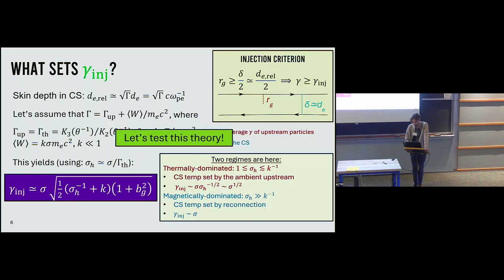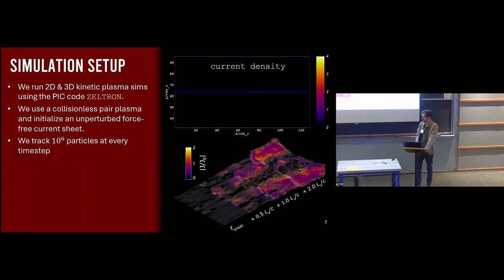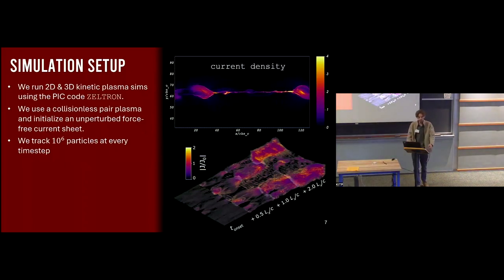So let's test this. We now have a model, and we can straightforwardly test it. To investigate this, we run 2D and 3D kinetic PIC simulations using the Zeltron code. This is a collisionless pair plasma, which we initialize as a force-free current sheet, and we let it reconnect spontaneously. In this, we track 1 million tracer particles selected uniformly and randomly at the start, and of these 1 million particles, roughly 300,000 end up injected.